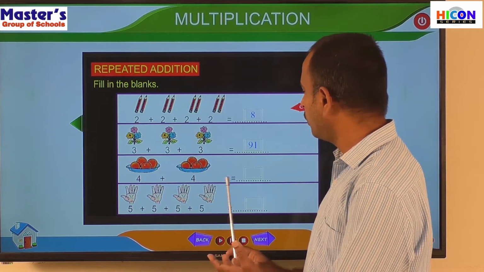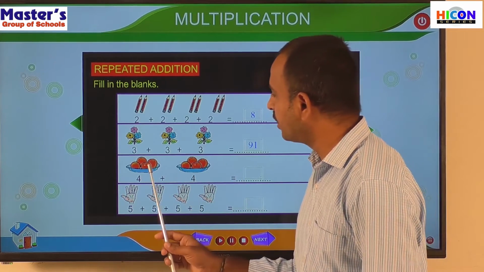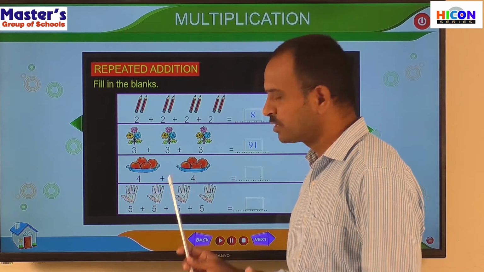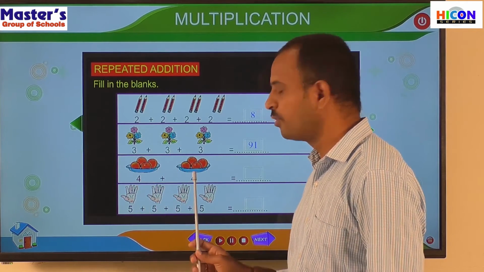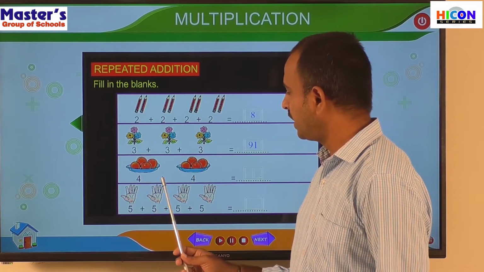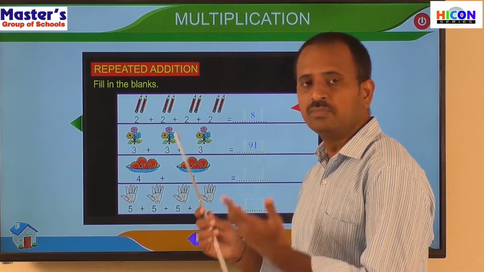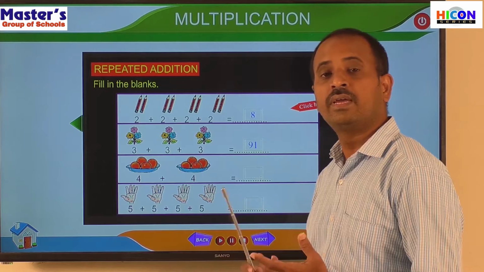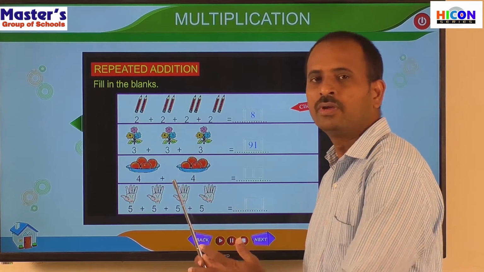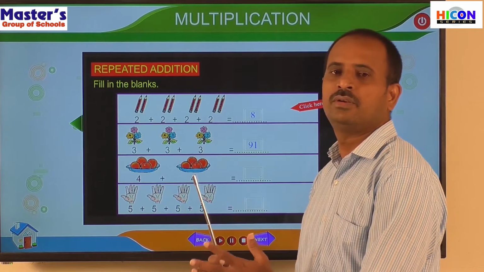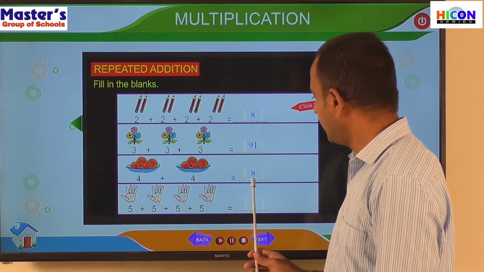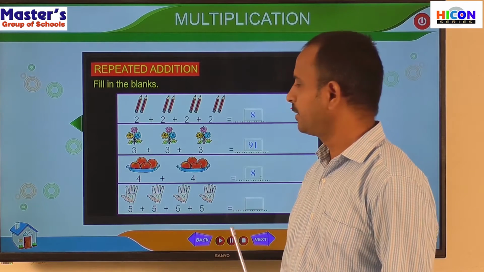And how can we get the total number of fruits? By adding the number 4, two times. Because there are 2 bowls, that's why we have to add the number 4 two times. That is 4 plus 4, that is 2 times 4. 2 times 4 can be converted into multiplication as 2 into 4. That is 2 fours. So children, how much are 2 fours? 8. So write 8 in this box.